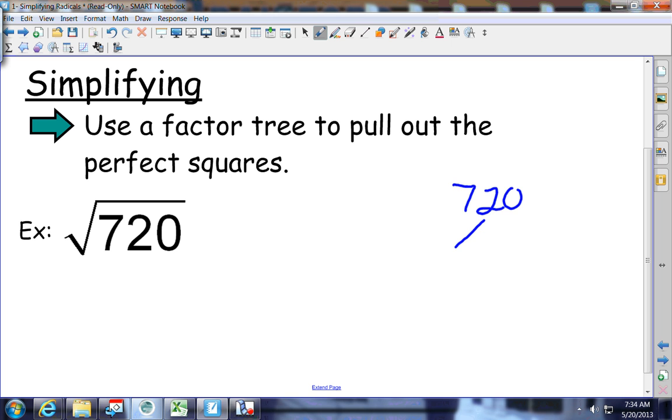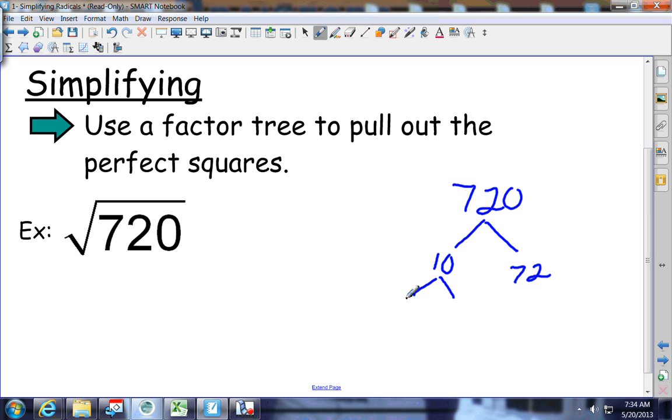Now, off the top of my head, I know it's even. You can use a 2. I also know when there's a 0 over here, I can do a 10. So I'll start with doing 10 times 72. And if you don't know where to start, just take 720 in your calculator and press divide and use some number and see if it comes out to be another whole number. And especially if it's even, you can use 2. It just takes a little bit longer on your tree.